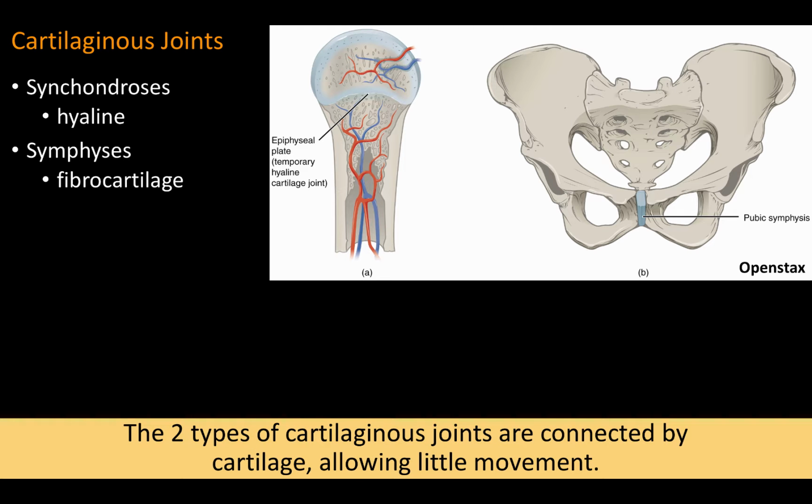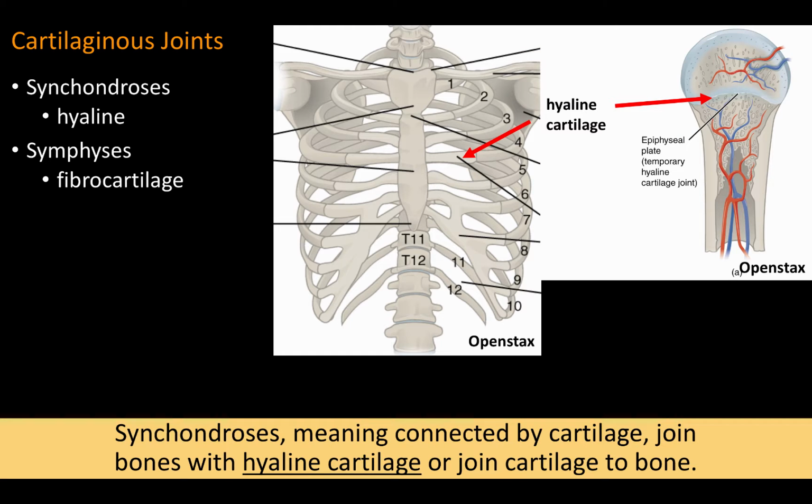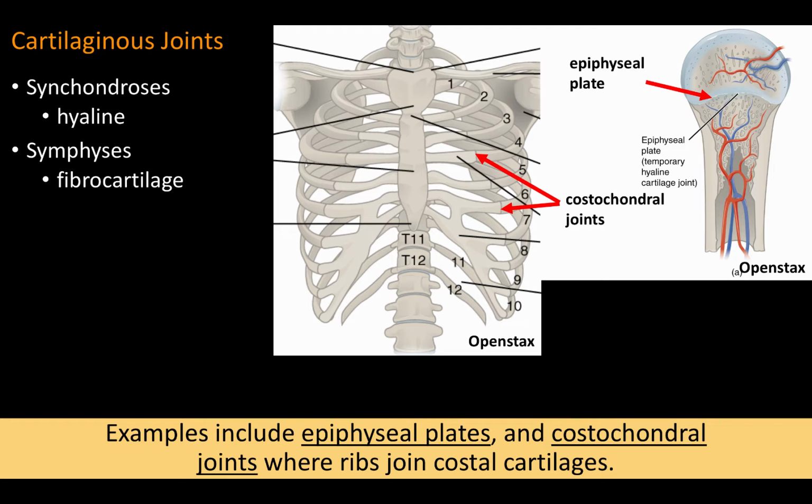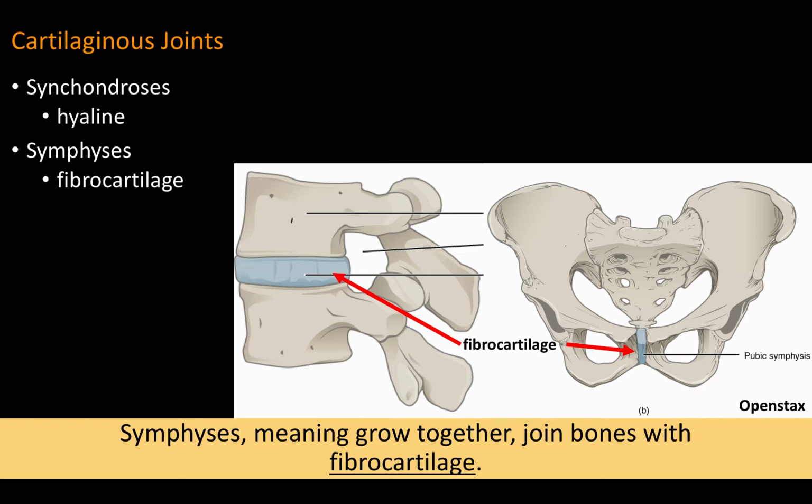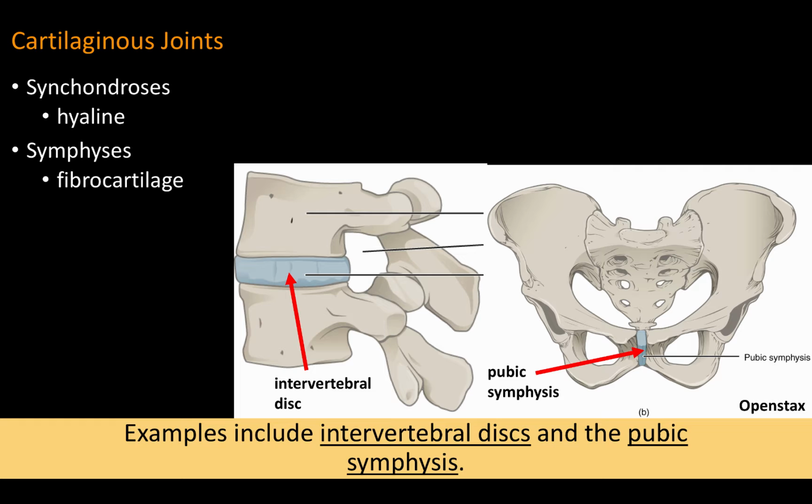The two types of cartilaginous joints are connected by cartilage, allowing little movement. Synchondroses, meaning connected by cartilage, join bones with hyaline cartilage, or join cartilage to bone. Examples include epiphyseal plates and costochondral joints, where ribs join costal cartilages. Symphyses, meaning grow together, join bones with fibrocartilage. Examples include intervertebral discs and the pubic symphysis.